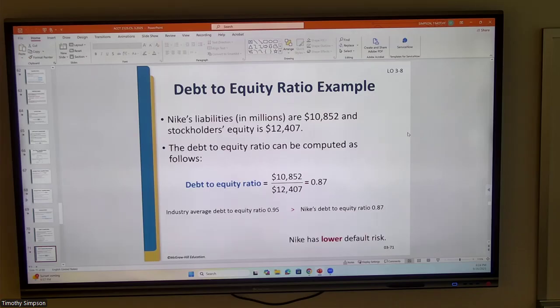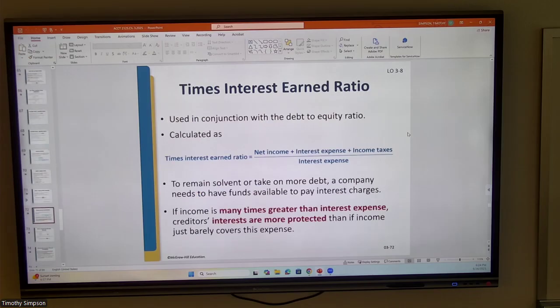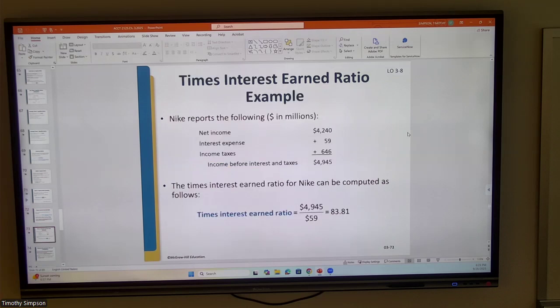And also there's something to be said for the fact that if ownership has less of an interest in the business than creditors do, then how motivated are they to do all the things they have to do to service the debt, to generate a return and all that, when their equity interest is not that high. Okay. And then back to the times earned interest ratio, which we say the higher the better, to remain solvent or take on more debt. A company needs to have funds available to pay those. And if it's many times greater, then that's a good thing. A lot of companies have lots and lots of coverage, what we call debt service coverage, and when that's the case, that's considered a positive thing.